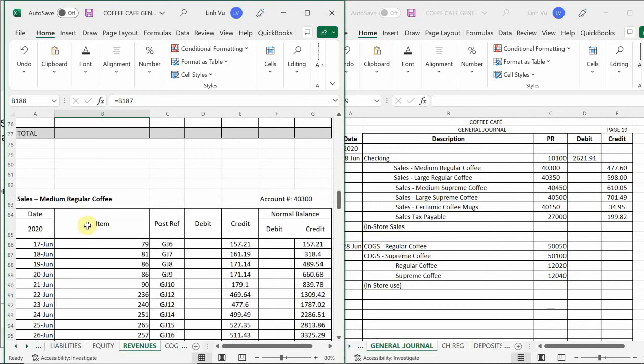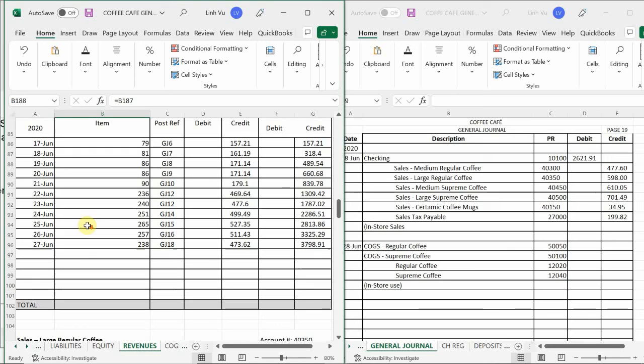There you go. Medium regular coffee. So it's 628, 240, page 19. $477.60. Grand total is $4,276.51.